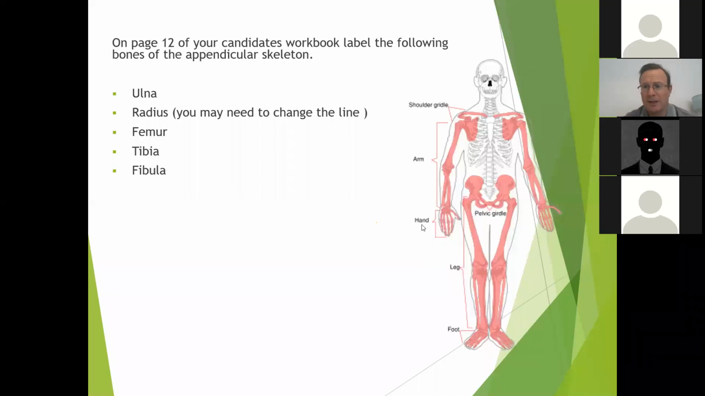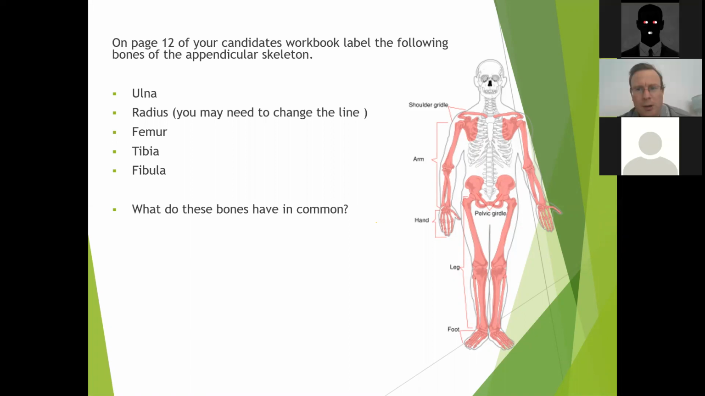So hopefully you managed to get that. Let's give a couple more taskettes. So the question I ask is, what do these bones have in common? What's common to all those bones? Ulna, radius, femur, tibia, fibula. There's probably 2 things we can say quite easily to begin with. So just get me some ideas in the chat box, please. What do they all have in common? Anyone?